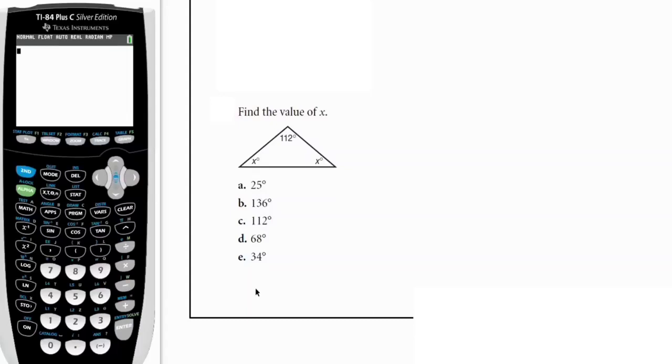In this video, we're going to learn how to solve this ACT math question easy and fast using the TI-84 Plus scientific calculator. Alright, so this question says find the value of x in this triangle below.